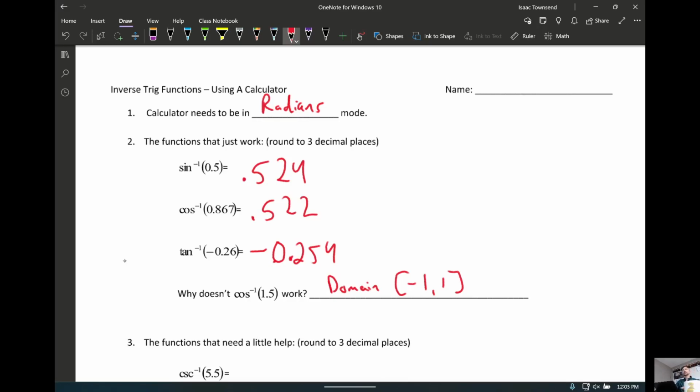And the reason why this is important, it's not like domain is just something that math teachers decide to ask all the time. Domain is a way to describe the numbers that make sense when plugging in. It doesn't make sense to plug in a number bigger than 1. 1.5 doesn't make sense. Also think about what this is asking. This is saying an angle that has a cosine of 1.5. Well, cosine is adjacent over hypotenuse. And since hypotenuse is always the biggest side, how is your fraction ever bigger than 1? That doesn't make sense, right?